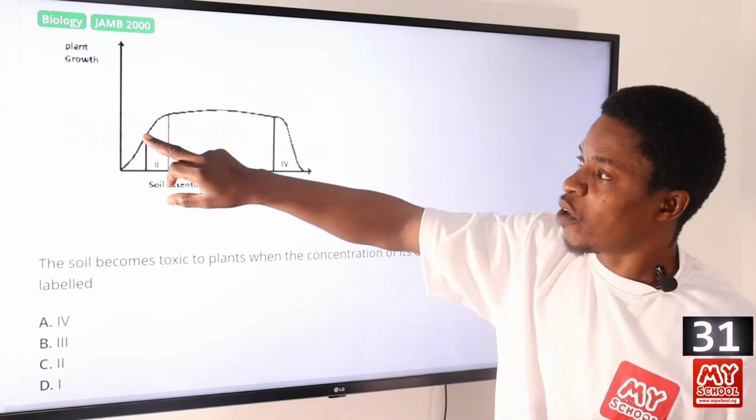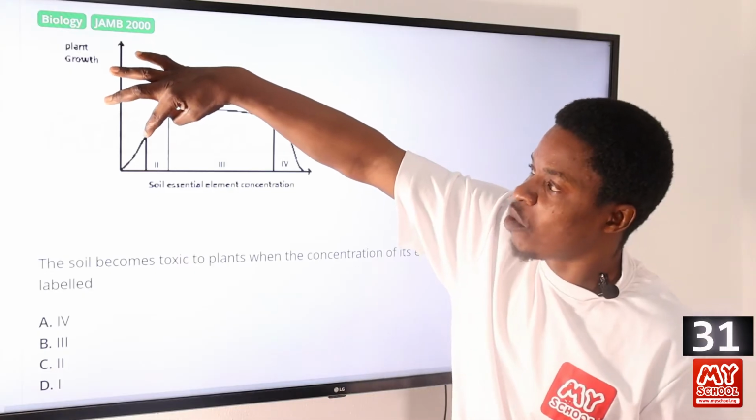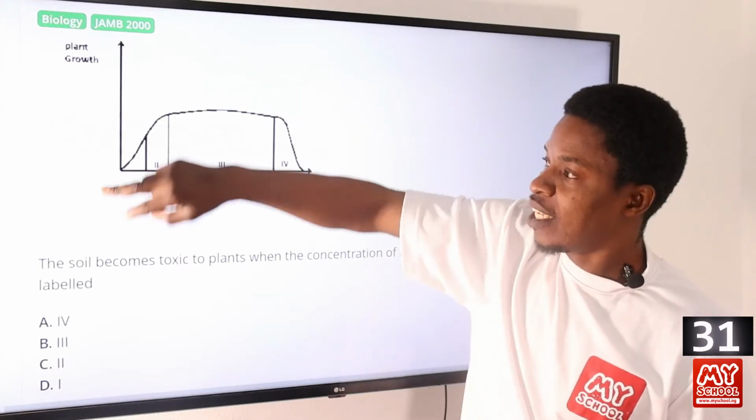And then from this point, you see that it keeps moving up. Then we have this point. This point is what we call the lag phase. Lag. Here is log phase.